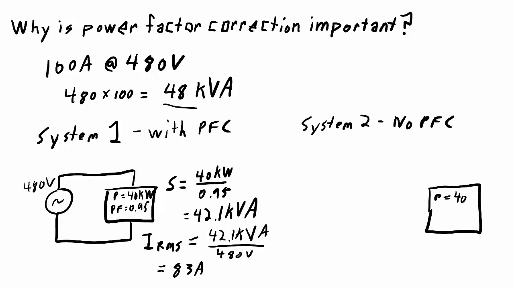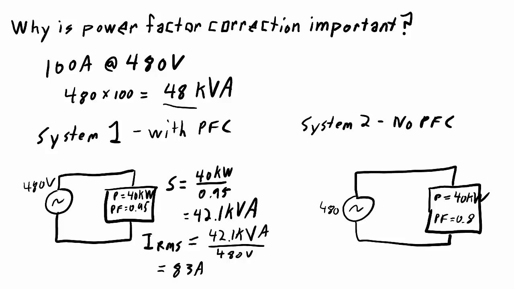A second system that does not have power factor correction has a block where the power is still 40 kilowatts. The power that's doing the real work is the same as the system with PFC, but in this case the power factor is 0.8, still coming from this 480 volt source. In this case, the apparent power is 40 kilowatts divided by 0.8, and that gives me 50 kVA.